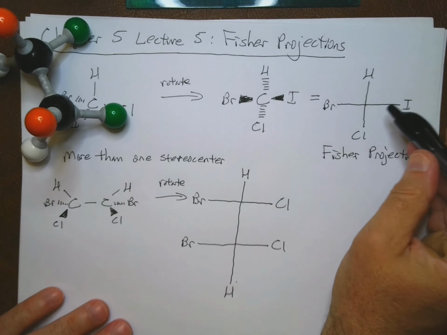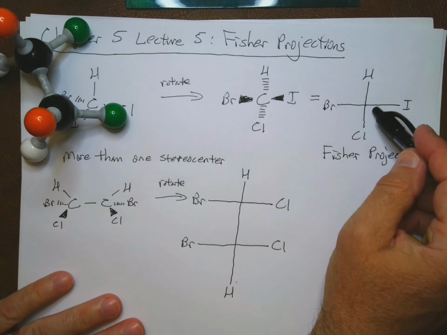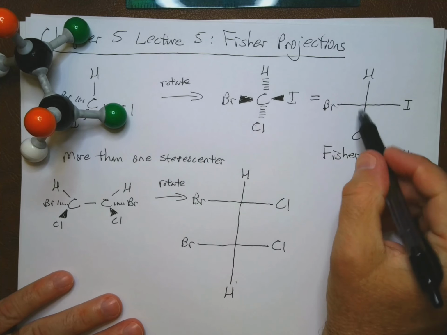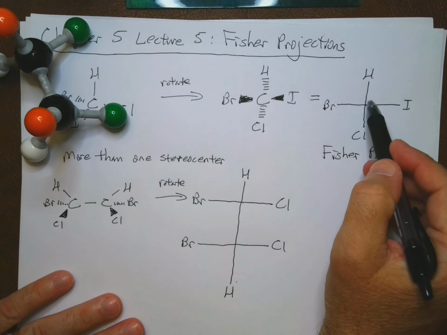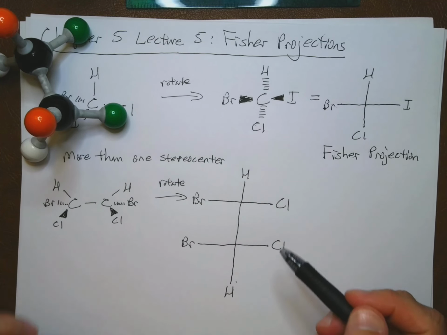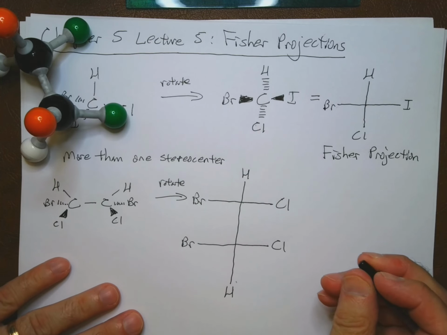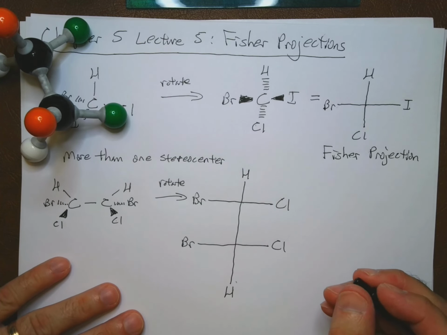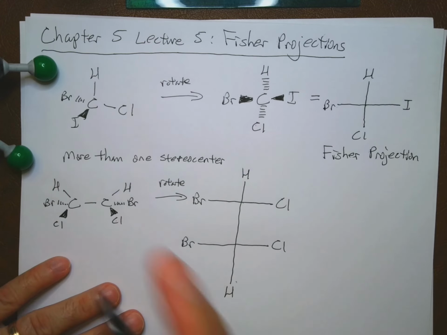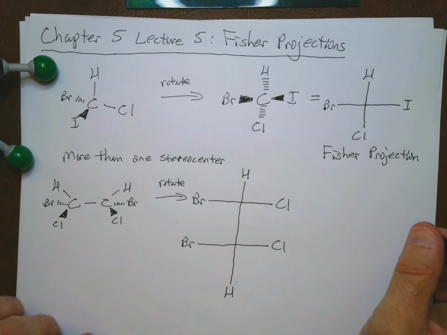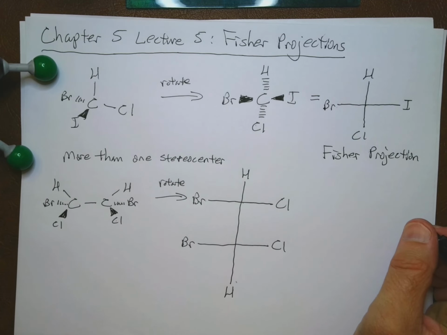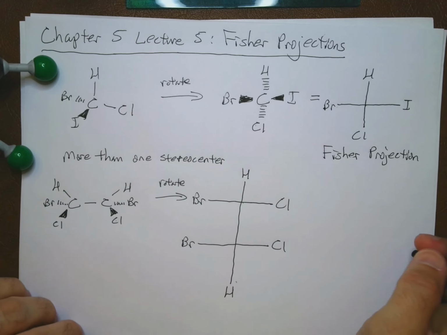Don't always use it, especially in organic chemistry for compounds with just one chiral carbon, but if we have multiple chiral carbons, it can become very useful. All right, so that was the quick little lecture on Fischer projections, and we'll use these a lot more in the next lecture.